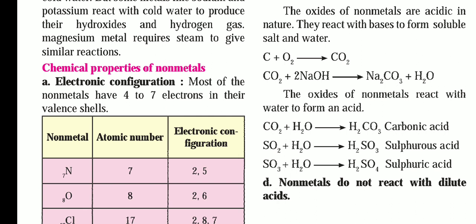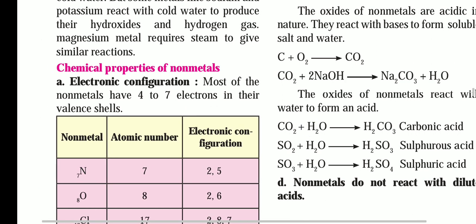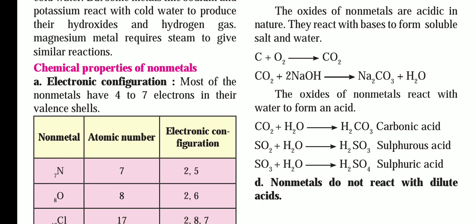See here, carbon dioxide plus H2O reacts and forms H2CO3, carbonic acid. See here the name is given, carbonic acid. Carbon dioxide plus water will form carbonic acid. Same here, sulfur dioxide plus water will form sulfurous acid. And the same here, sulfur trioxide plus water will form sulfuric acid.